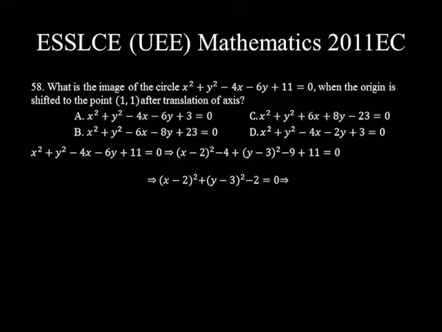This implies x minus 2 the whole square plus y minus 3 the whole square is equal to, taking negative 2 to the right of equality gives us positive 2. Positive 2 means square root of 2 square. So the center of the circle is 2, 3.